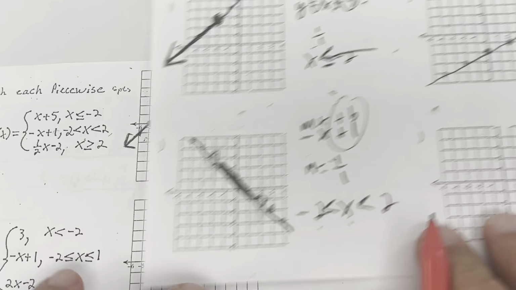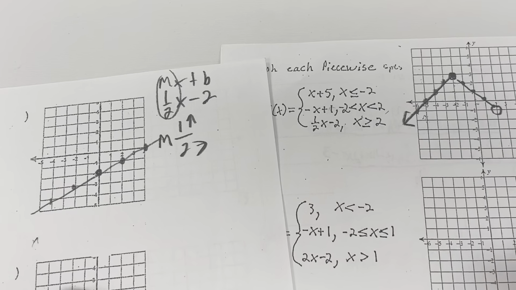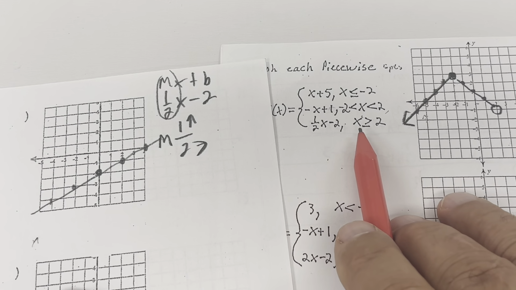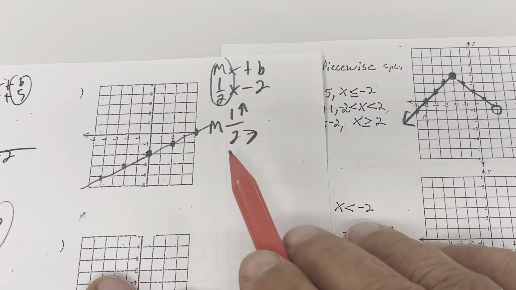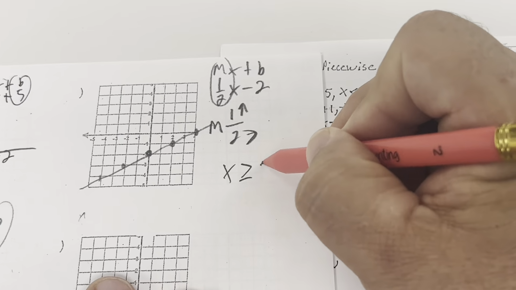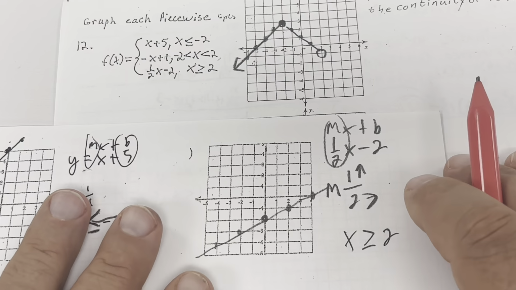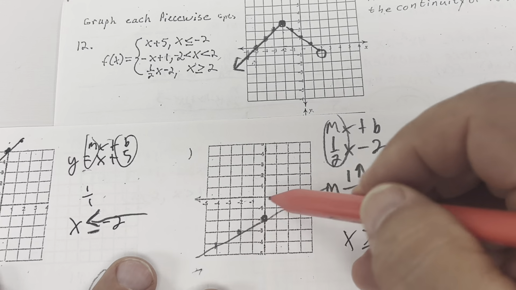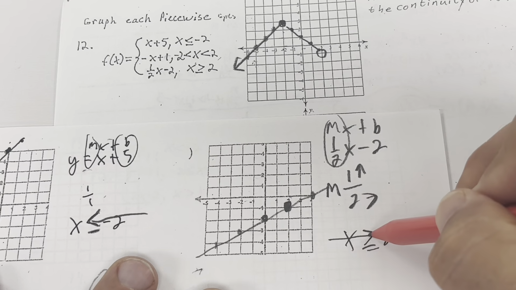The third graph is 1/2 x minus 2, but x is greater than or equal to 2. So I take this domain restriction and put it over on this graph. X is greater than or equal to 2. So for this one, we go over to x value 2, we go down to the graph. There's a line under it, so we know that one stays closed. Arrow points to the right.